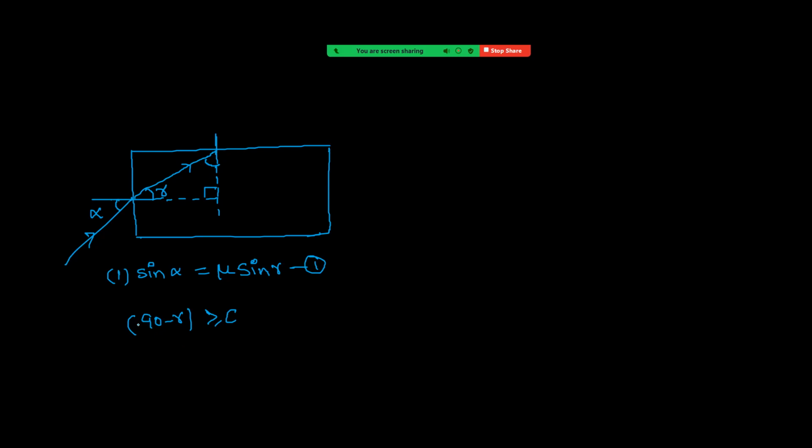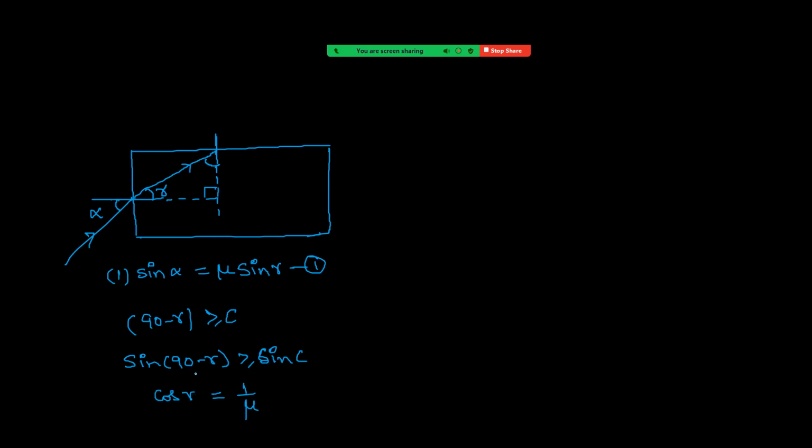First of all, I am taking sine on both sides. So from this I can say sine of 90 minus r is greater than or equal to sine c. If I am taking the limiting case, 90 minus r is, sorry, equal to c. Take the limiting case. Then cos r equals sine c. Sine c means 1 by mu.